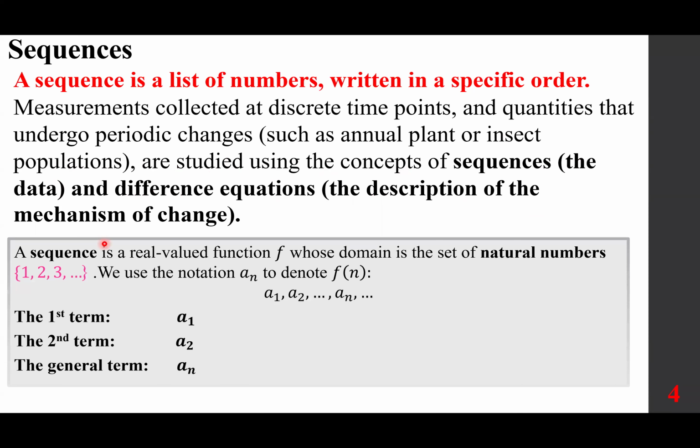A sequence is a real valued function f whose domain is the set of natural numbers 1, 2, 3 to infinity. We use the notation a sub n to denote f of n. A sub 1, a sub 2, and it continues. The first term is a sub 1. The second term is a sub 2. Generally speaking, a sub n.